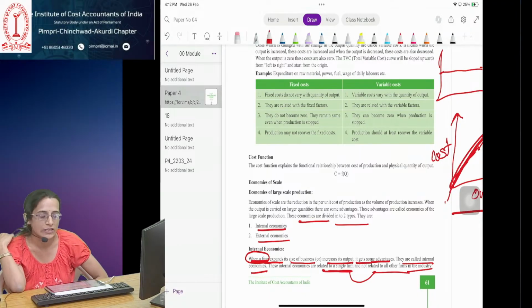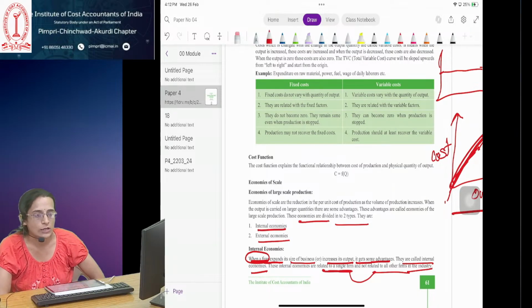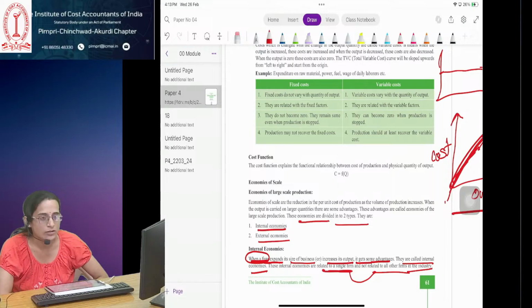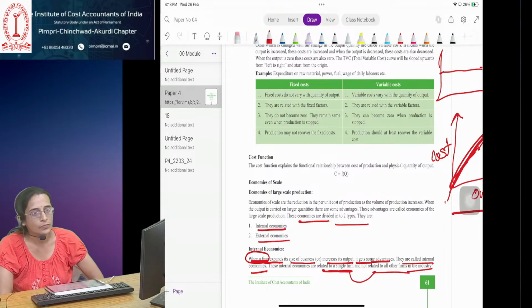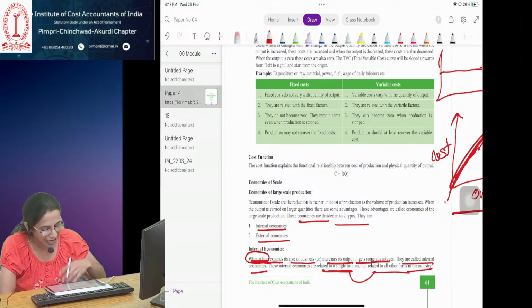We are now seeing the cost function. What is cost? It is a function of the quantity of units produced, right? We discussed the fixed cost and variable cost difference. Any doubt on that? No? We will see the cost function. Cost is a function of the output, right? If the organization produces more output, it has to bear more cost. So there is a direct relationship. That is why they have given it here.